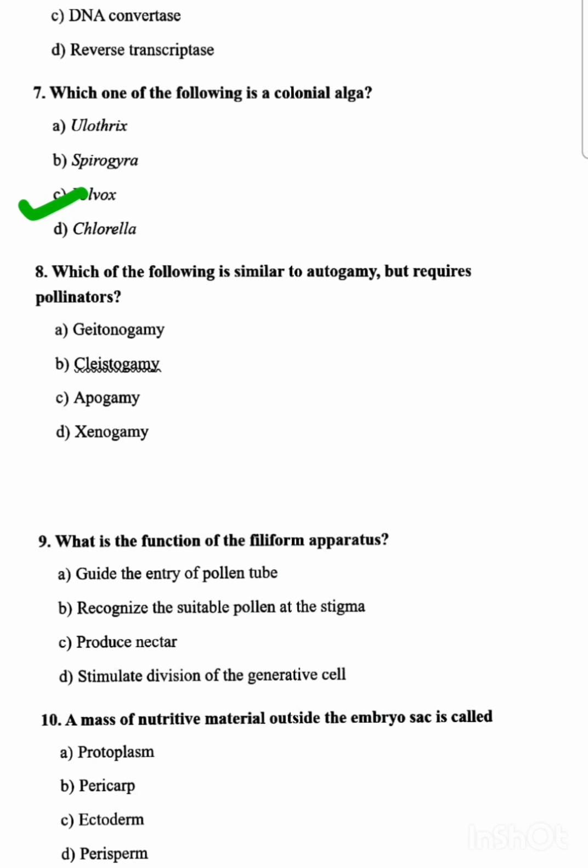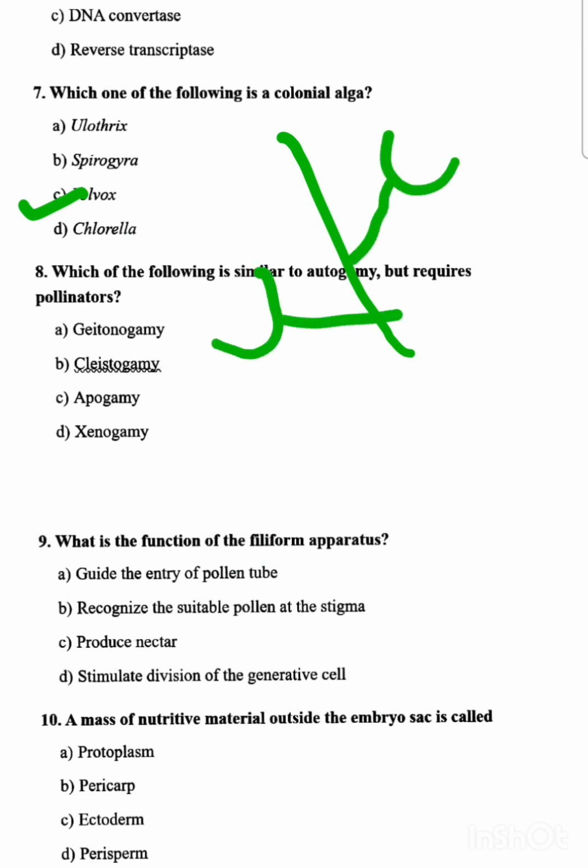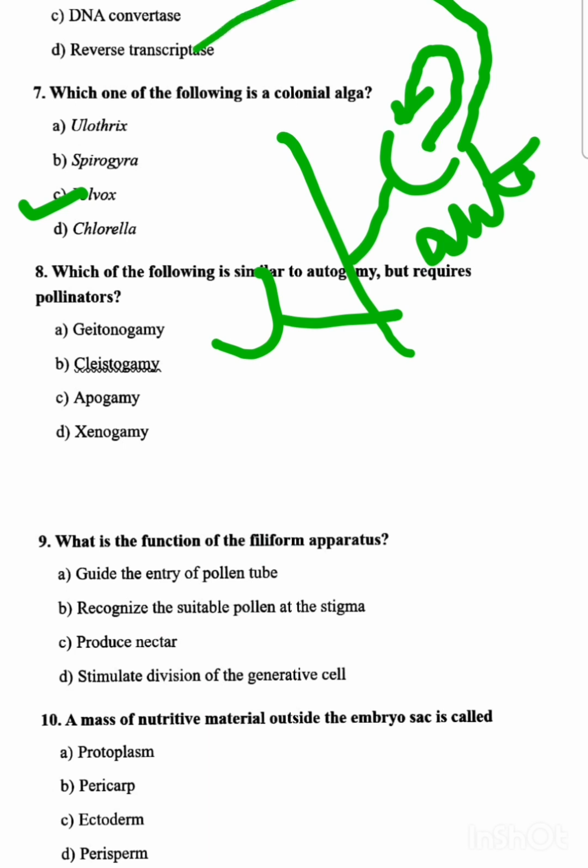Then which of the following is similar to autogamy but requires pollinators? Remember the chapter sexual reproduction in angiosperms? See, self pollination can be of two types. Suppose it is a plant and these are two flowers of the plant. Suppose the pollen transfer occurs from this stamen to its own stigma. It is called autogamy. But where the pollen transfers from this flower to the stigma of this other flower, it is called geitonogamy.